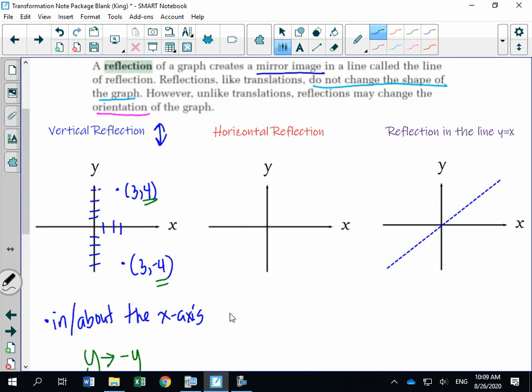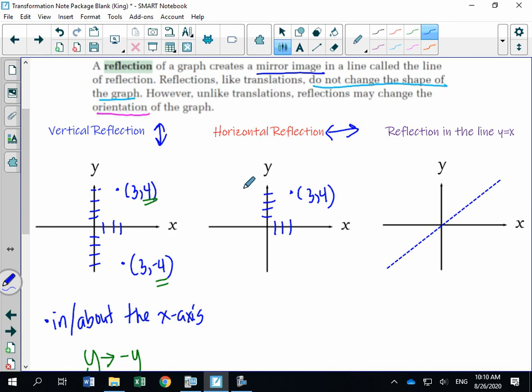Okay, let's take that exact same point, (3, 4). 1, 2, 3, 1, 2, 3, 4. So (3, 4). And let's say I said I want that point to undergo a horizontal reflection. The horizontal reflection, my mirror line, is now this line here, my y-axis. So I'm taking this and I'm bouncing it over here.